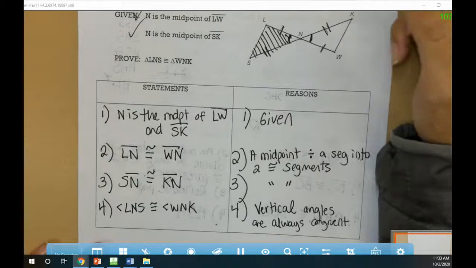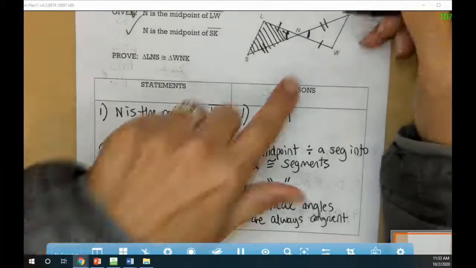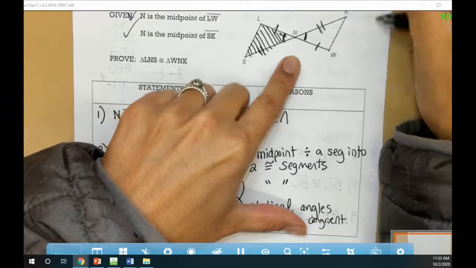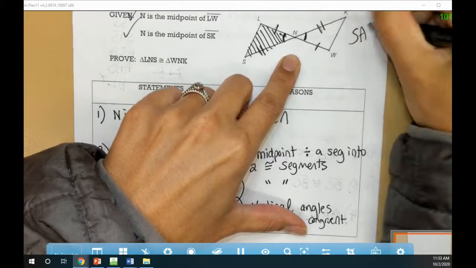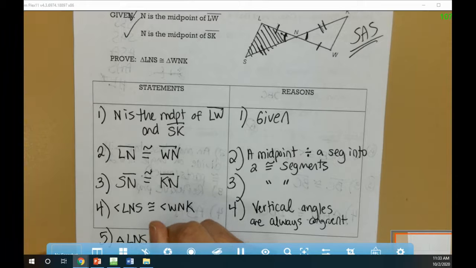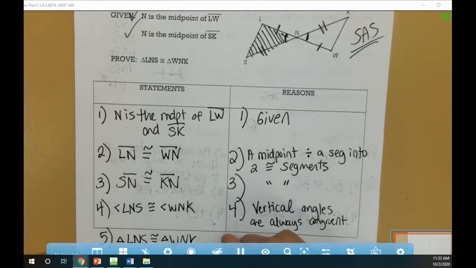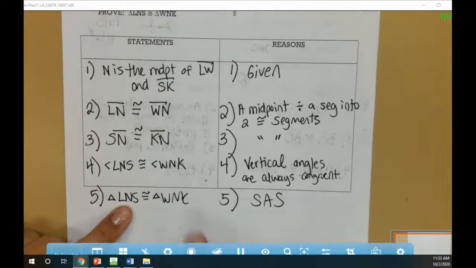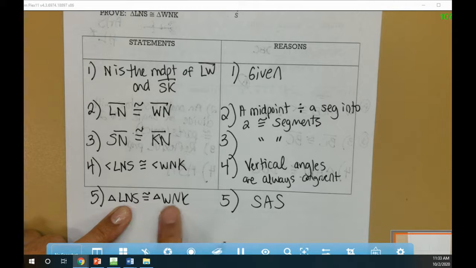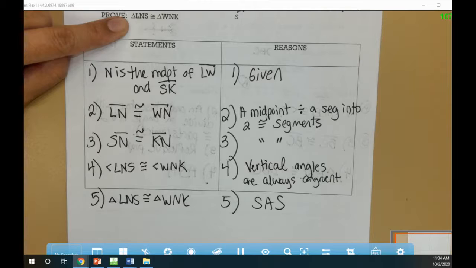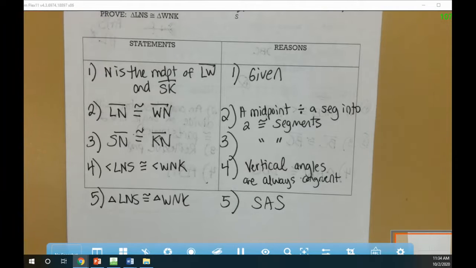Okay, and I think that is all we need to prove the triangles congruent. We are going to prove the triangles congruent by side, angle, side. The angle is included. It's between the two sides. So my very last step is that the triangles are congruent by side, angle, side. Make sure that your congruent statement perfectly matches what's up in the proof statement. And then you're done.